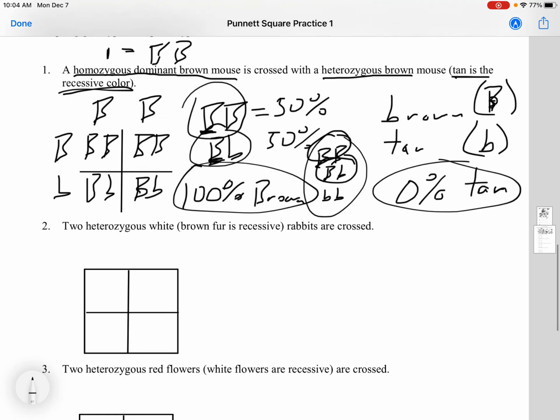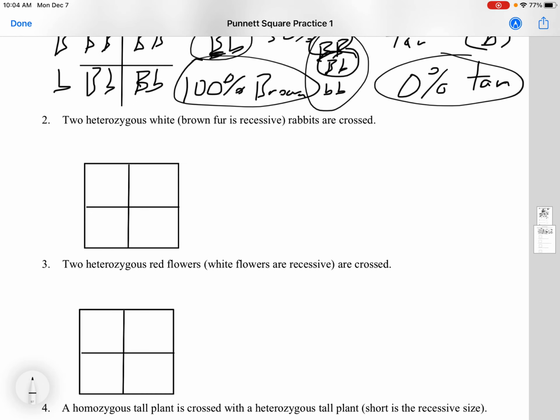Let's just do the next number 2 together. I think I got time. Two heterozygous white, and it tells us brown fur is recessive, rabbits are crossed. So let's just use, you can use any letter you want. Let's just write it over here: white, we're going to signify with big H, because that little h right there maybe.